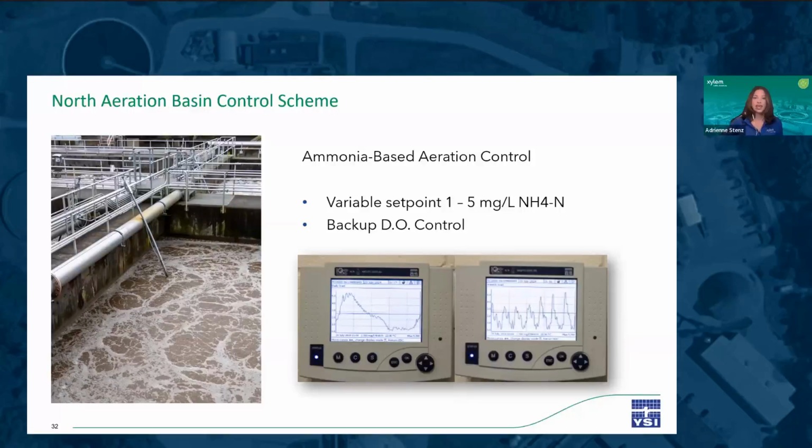The ammonia sensor readings control blowers via a variable ammonia set point of 1 to 5 milligrams per liter. And these are some photos of the controller screens showing the ammonia concentrations over a 24-hour period on the left and over a weekly period on the right. The ammonia sensor ranges from 0.5 to 5 to 6 milligrams per liter daily, trending upwards throughout the week towards peaks of 8.